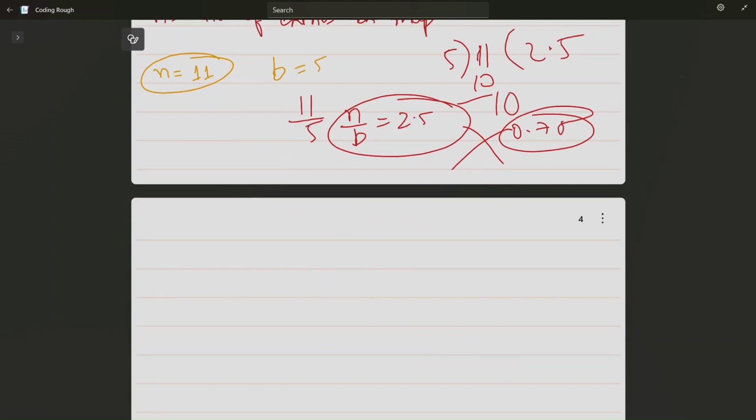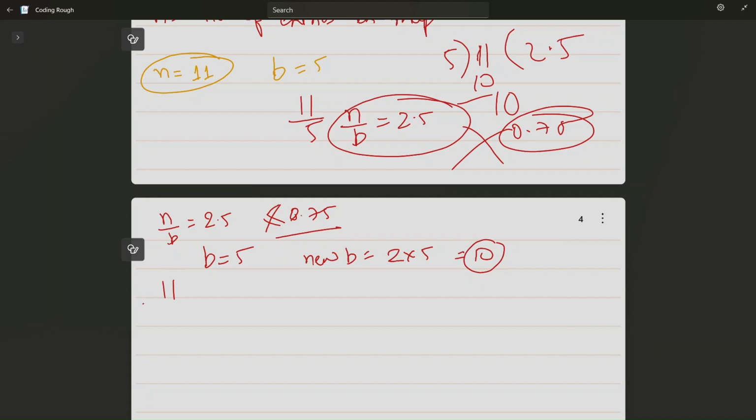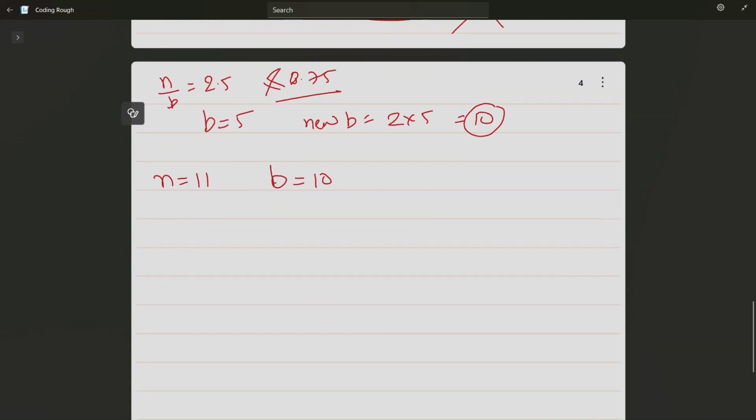As n by b is not less than or equal to 0.75, we have to double the size of bucket. B is 5, so new b will be 2 into 5 is equal to 10. Let's recalculate the value. N is still 11; we are not going to change the value of n. So n by b is 11 by 10, which is 1.1. Is it less than or equal to 0.75? No, still it is not.